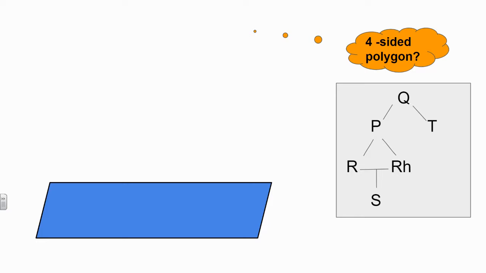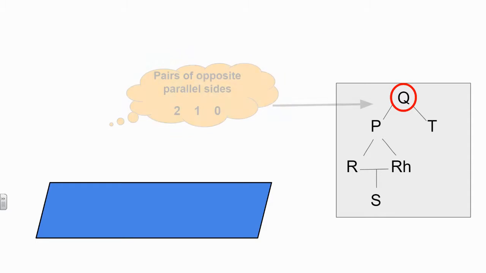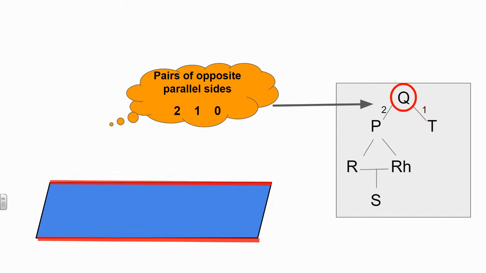Is it a four-sided polygon? It is. It is a quadrilateral. Next thing we're going to do is look, how many pairs of opposite parallel sides does it have? 2 would make it a parallelogram. 1 would make it a trapezoid. If you take a look here, these are definitely parallel, and so are the ones in yellow, which makes this having 2 pairs of opposite parallel sides. It is a special type of quadrilateral called a parallelogram.